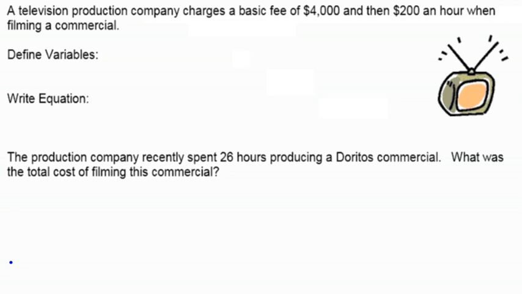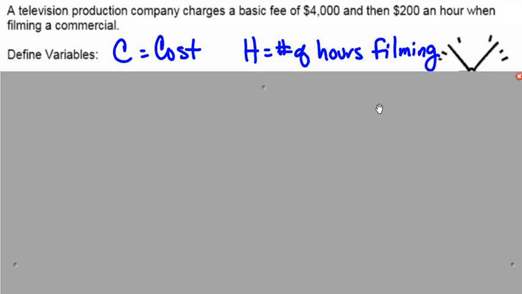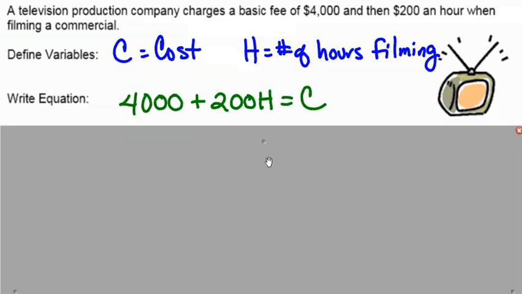Well, is there a way that we could write an equation to represent this scenario now that we know the variables for it? Well, the cost, C, is calculated by, so C equals the flat fee of $4,000 plus $200 an hour for filming. So we can think of it as C equals 4,000 plus 200H. Here's an equation to model our scenario.